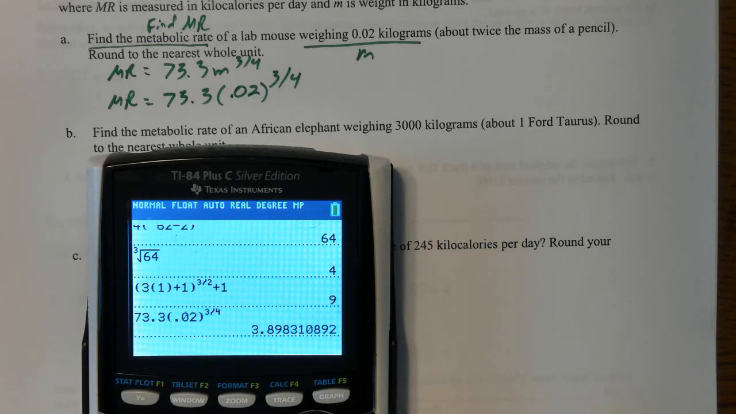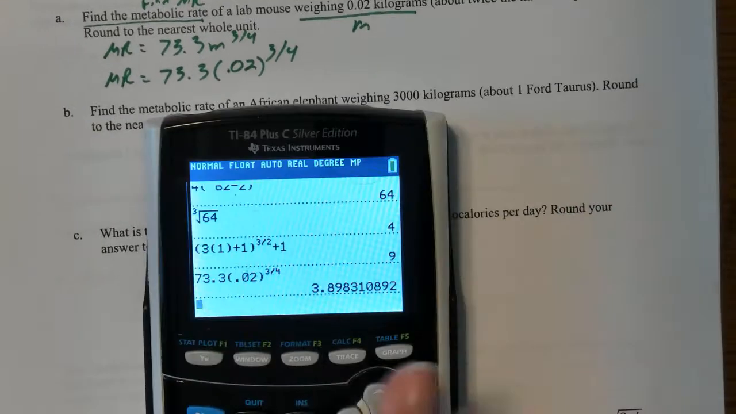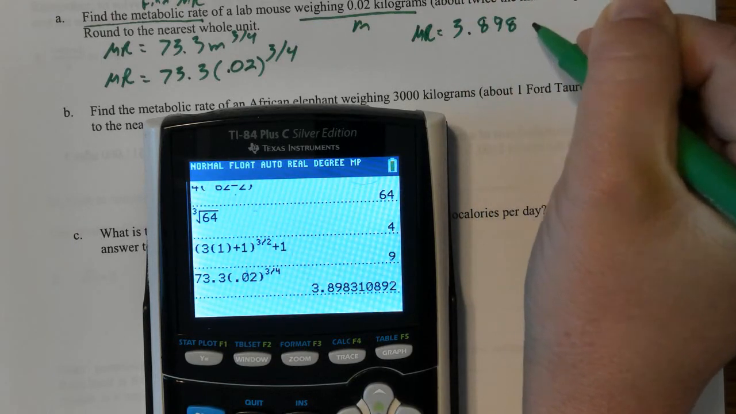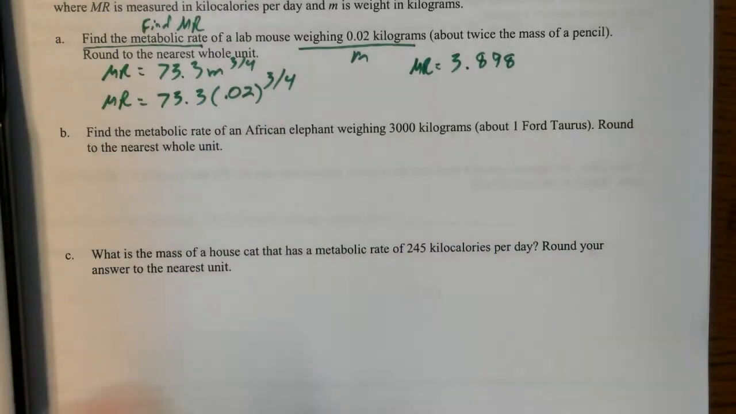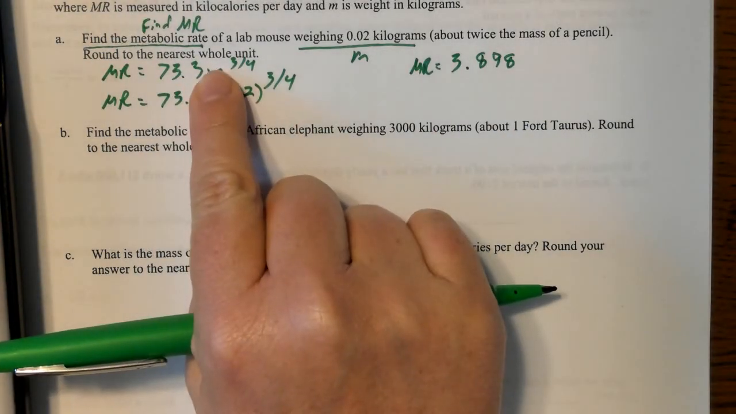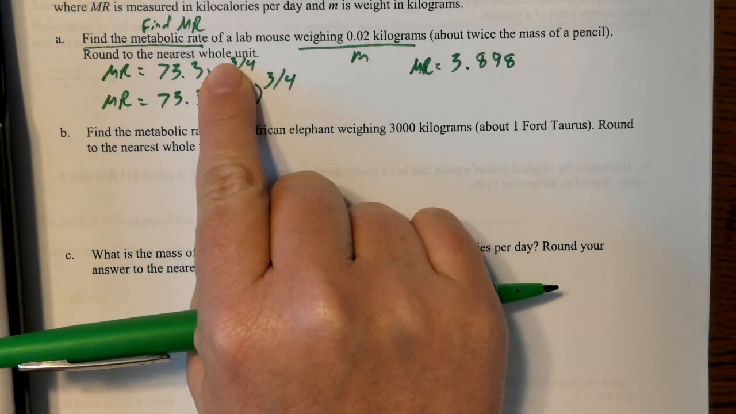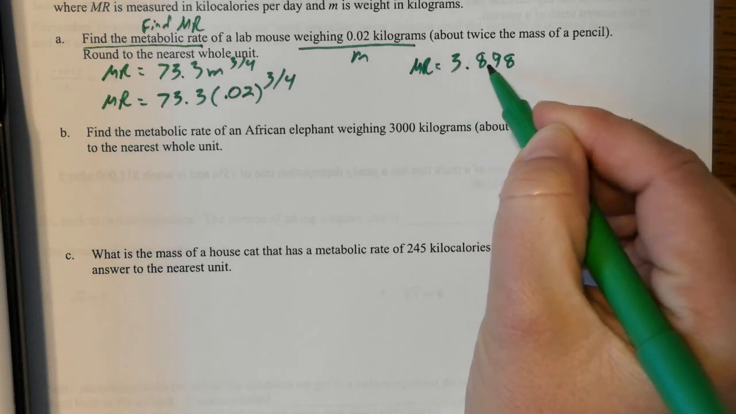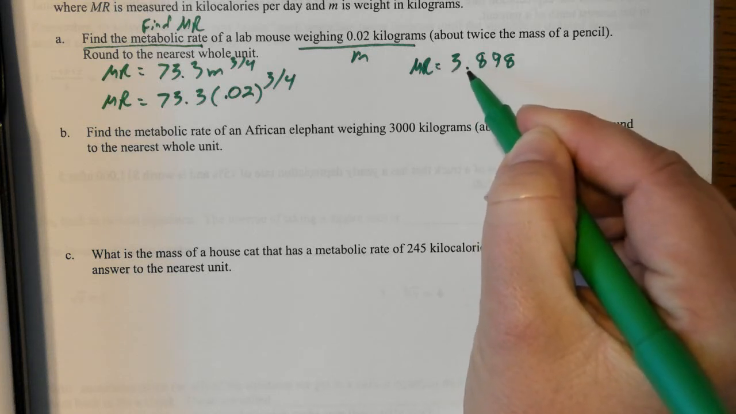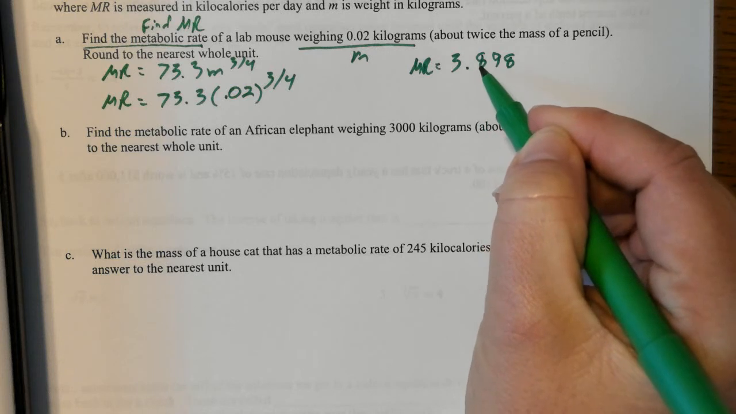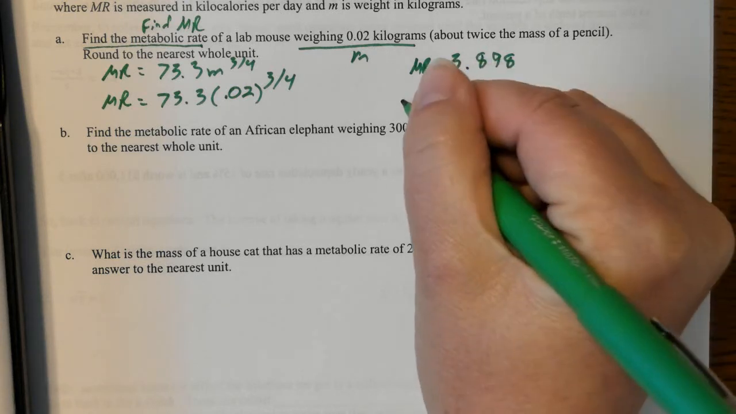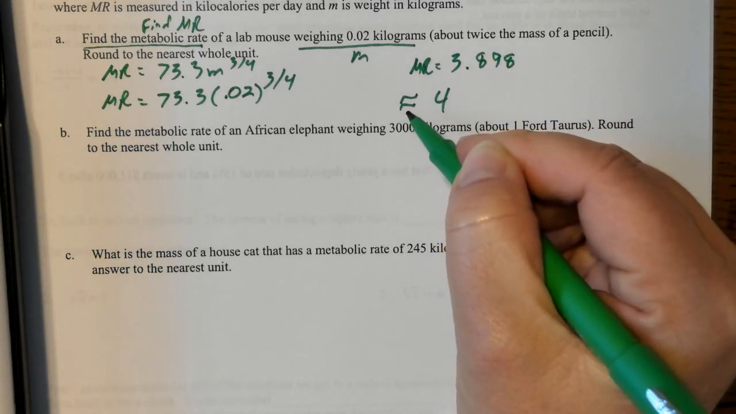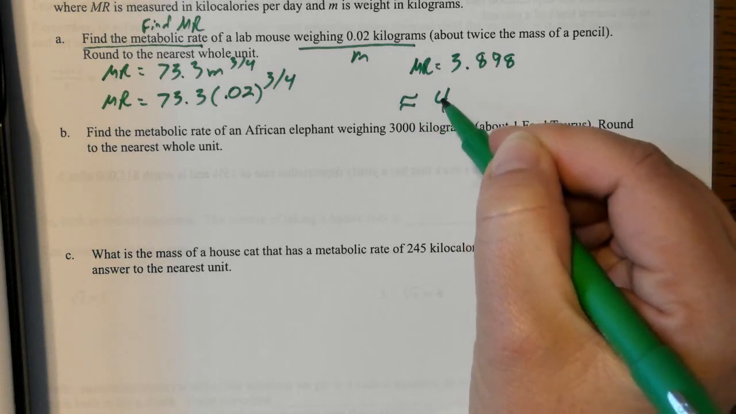Okay, and we get 3.8983, and so on. Now, notice they told us to round to the nearest whole unit, which is the nearest whole number. 3 is in the whole number position. We look at the number to the right, the first decimal, to decide if that 3 needs to go up or stay. Rounding rules say if it's 5 or higher, we round up. So this is going to round up to 4. I'm putting a squiggly equals to say it's not exactly 4, it's rounded to 4.